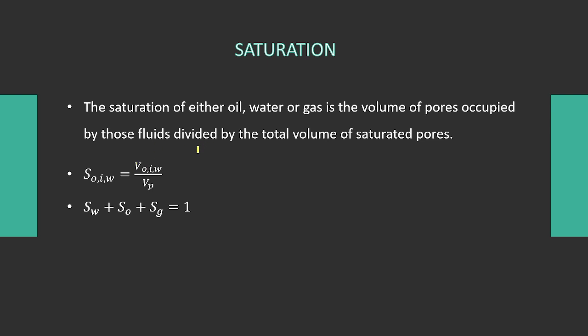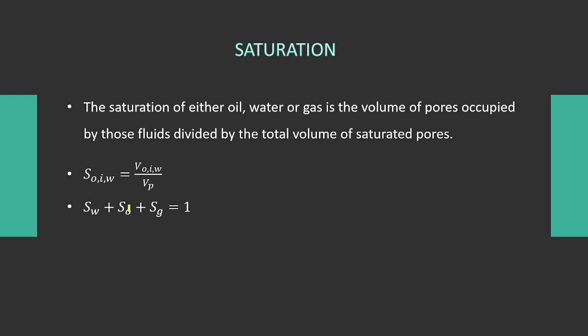Now, when we're looking at the saturation, it's going to be a fraction. So it's going to be the volume of oil, water, or gas, right, that is occupying the pores divided by the total pore volume. So if you're looking for the saturation of oil, we have S subscript O. It's going to be the volume of the pores occupied by oil divided by the total pore volume. If we have the saturation of water, it will be S subscript W. We'll have the volume of the pores occupied by water divided by the total pore volume. And if it's gas, we'll have the saturation of gas, S subscript G, the volume of the pores occupied by gas divided by the total pore volume.